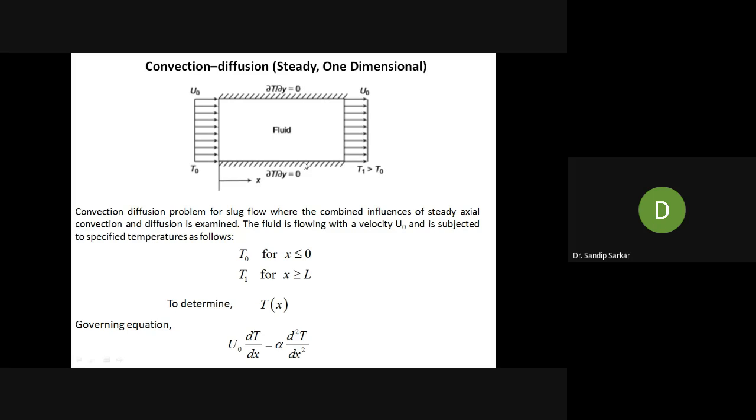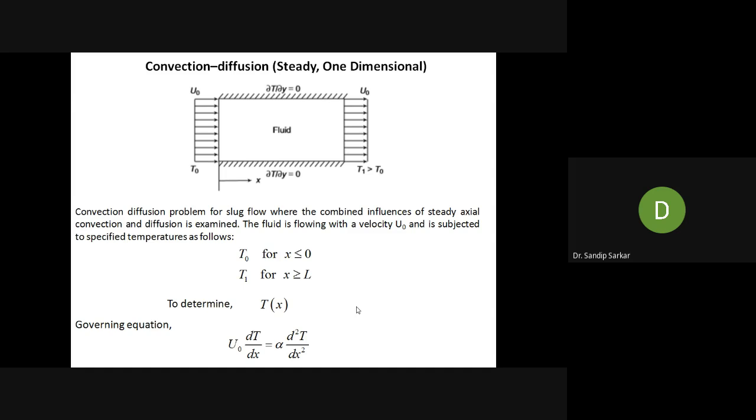So finally we will be getting this simple one-dimensional governing equation which governs the temperature distribution along with the flow inside the domain. This is the energy equation of the problem under consideration. That is u naught dT/dx equal to alpha d2T/dx2, where alpha is your thermal diffusivity, right? This is your governing equation.